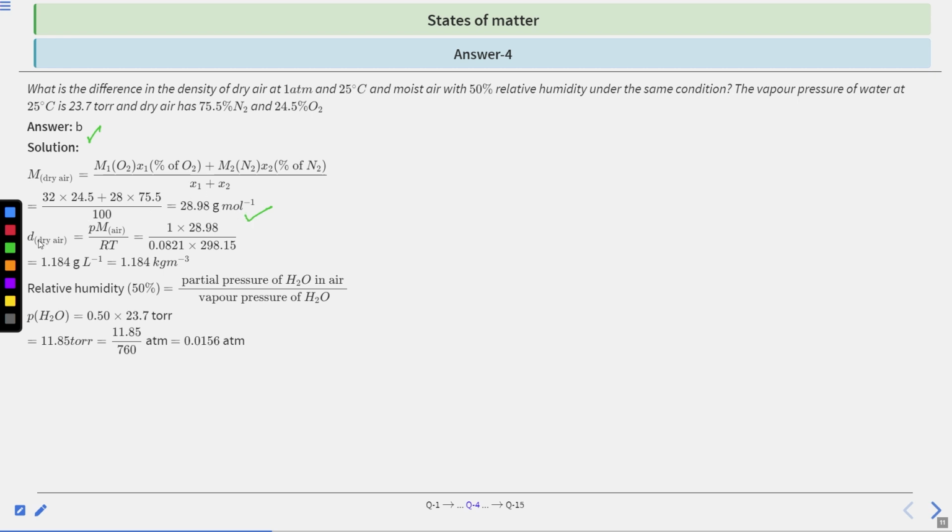So the density for dry air will be P times M of air upon RT, and putting the values, we get the density as 1.184 kilogram per meter cube. Relative humidity is given as 50%, which will be equal to the partial pressure of H2O in the air upon the vapor pressure of H2O. So P of H2O will be 0.50, that is relative humidity, multiplied by the vapor pressure, that is 23.7 torr. After calculating, it comes out as 11.85 torr. On converting it into atmospheric units, it is 0.0156 atmosphere. Hence option B is the correct answer.